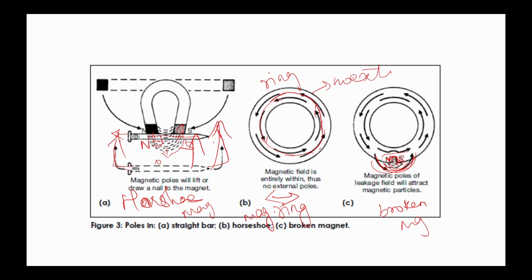Just like the break in the magnet creates visible poles, leakage fields at discontinuities make defects visible. In MPT, a defect in a part acts like a break in figure C. The defect interrupts the magnetic field, causing leakage, which attracts magnetic particles and makes the flaw visible.